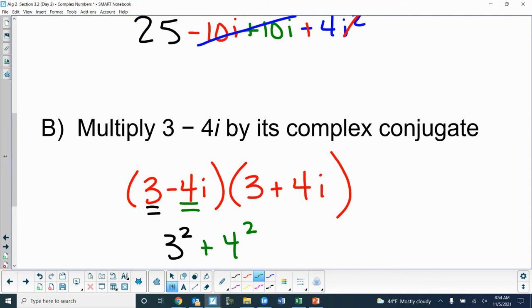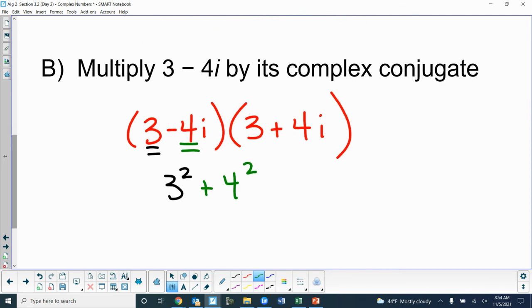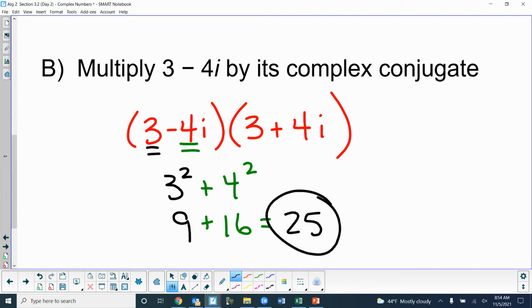Okay? So what's 3 squared? 9. What's 4 squared? What do we get? 25. So when you multiply complex conjugates, you always get a whole number. A whole real number. And it's always addition between these two. So it's always the a squared plus the b squared. Okay?